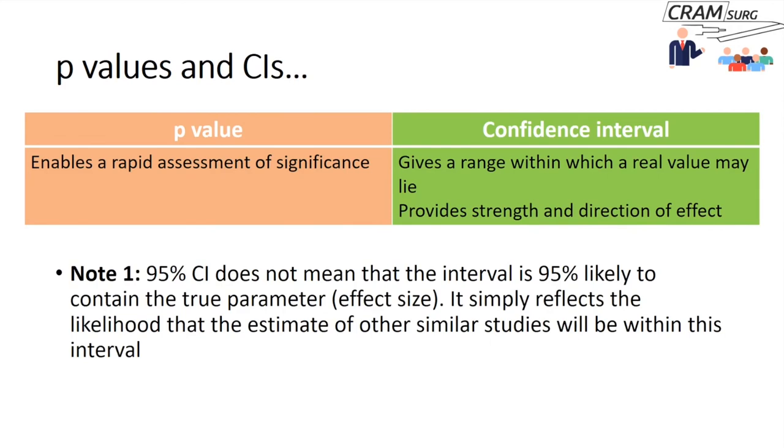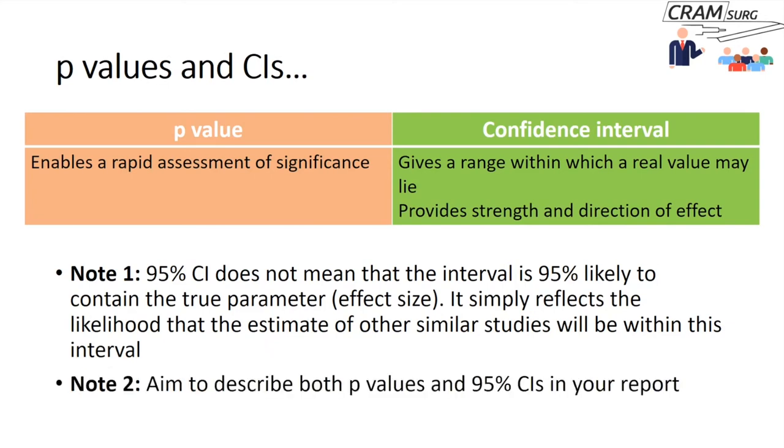Right, a couple of little points to note. When someone says 95% confidence interval, it does not mean that the interval is 95% likely to contain the effect size. We'll never know what the truth out there in the population is going to be. What the 95% confidence interval refers to is the likelihood that if you do 100 other studies, 95% of them will give you a point estimate that will lie within this interval. So that's the true meaning of confidence interval. And when you're writing a report, when you're looking at studies, it's encouraged by lots of journals and editors that you describe both the p-values and 95% confidence intervals for any statistical method you use.